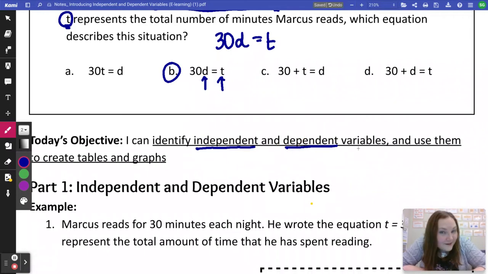Now you know what variables are. It's those letters, specifically D and T in this problem up here. But one of those we call the independent variable, and the other one we call the dependent variable. So we'll talk about what those are in just a moment.